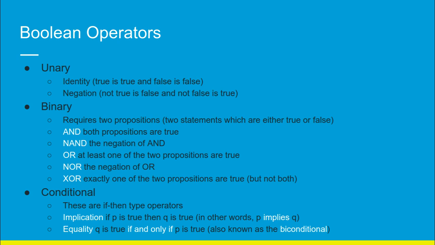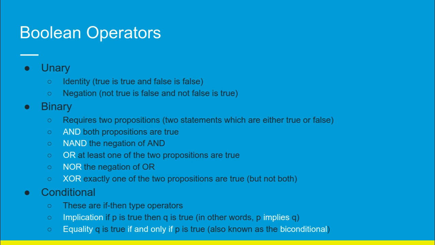So we have the binary operator AND. AND means that in order for AND to be true, both propositions have to be true. Both statements have to be true in order for AND to be true, okay? We have not AND or NAND. Not AND is the negation of AND, okay? So if we have two statements and the AND operator applied to these two statements is true, then the not AND operator applied to these statements would be false. It's the opposite. We get the opposite result.